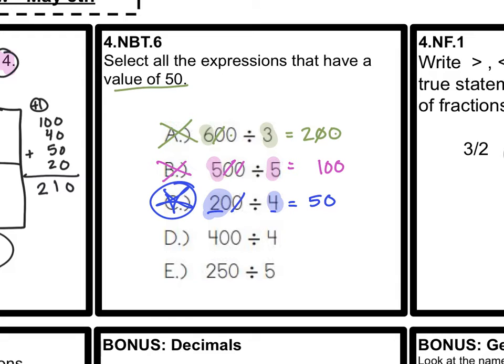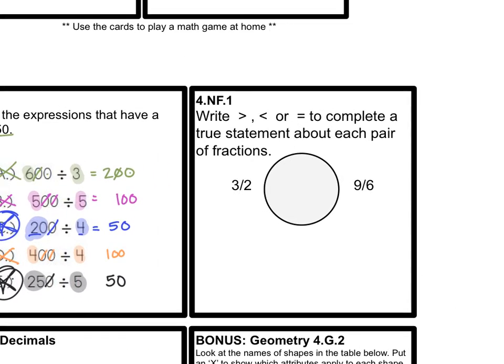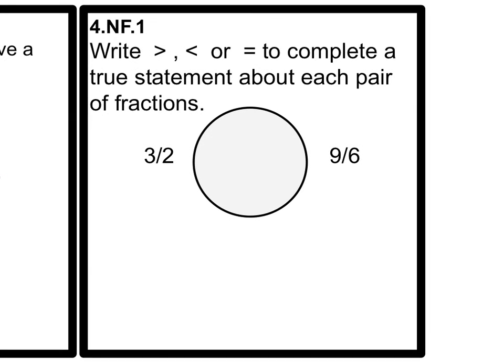Let's keep going to make sure that we're not missing any more. The last one, I'm going to do 4 divided by 4, which is going to be 1, with 2 zeros at the end for 100, not a value of 50. And last but not least, we're going to do 25 divided by 5 with 1 zero at the end. 25 divided by 5 is going to be 5 with 1 zero at the end for 50. That means this is also correct. So the expressions that have a value of 50 are going to be C and E.